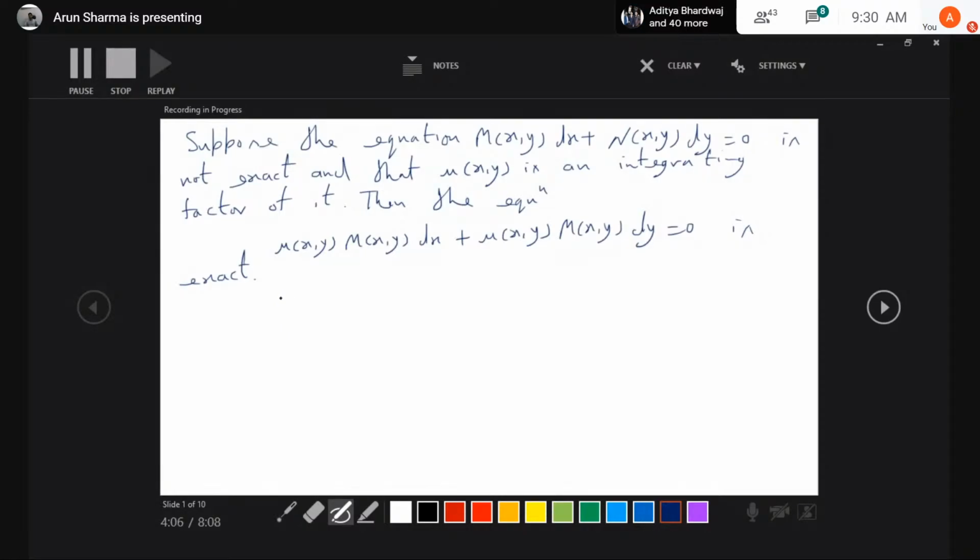So now it is exact. What is the meaning of this exactness? It is del y of mu(x,y) M(x,y), and this is del x of mu(x,y) N(x,y). I'm sorry, I have written this one twice, but it is N. It is N of (x,y).